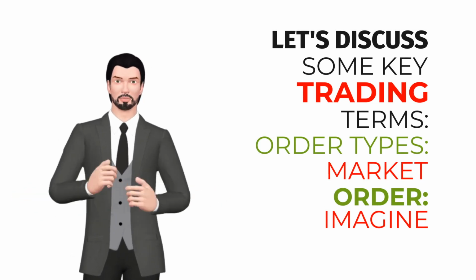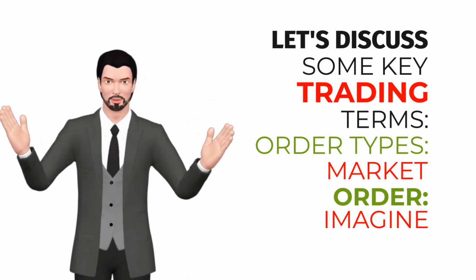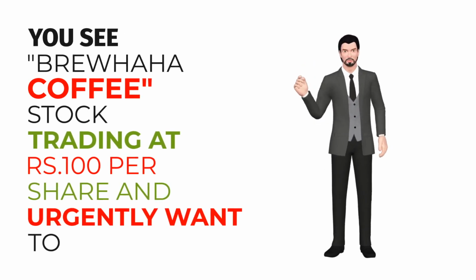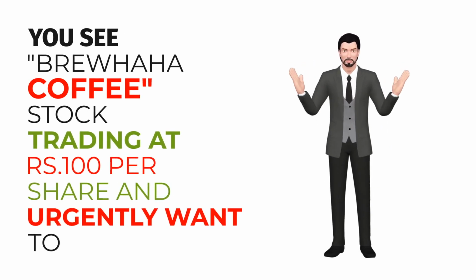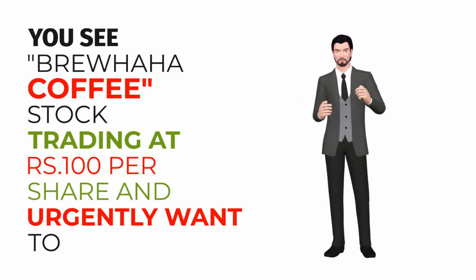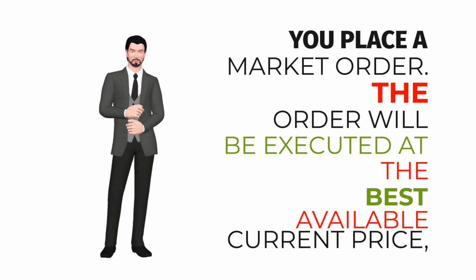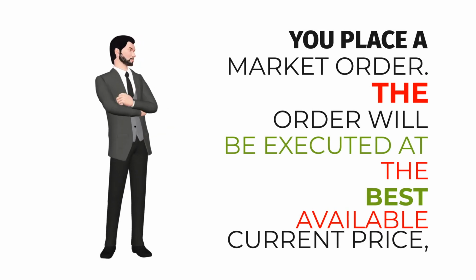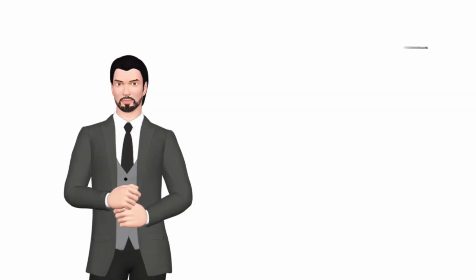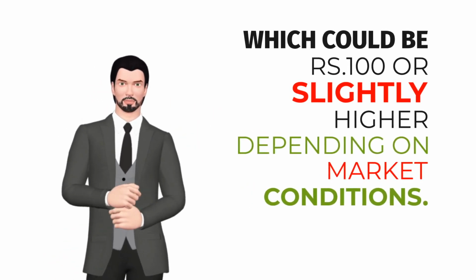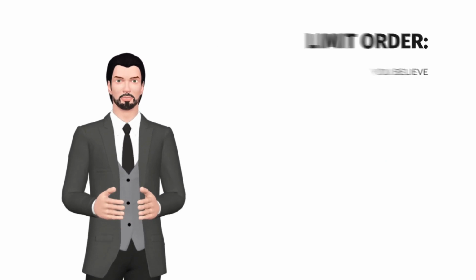Order types. Market order. Imagine you see Brouhaha Coffee stock trading at 100 rupees per share and urgently want to buy 100 shares. You place a market order. The order will be executed at the best available current price, which could be 100 rupees or slightly higher depending on market conditions.